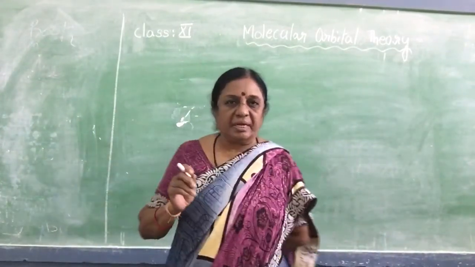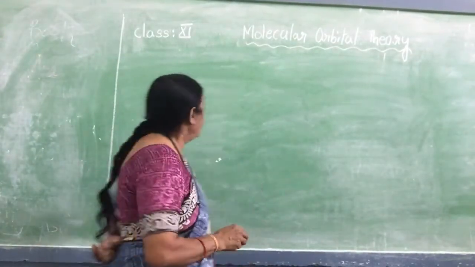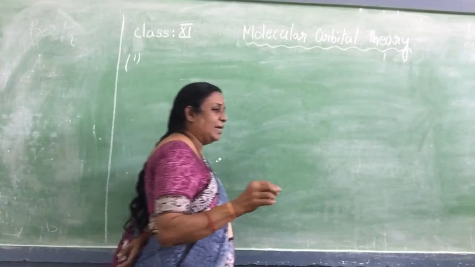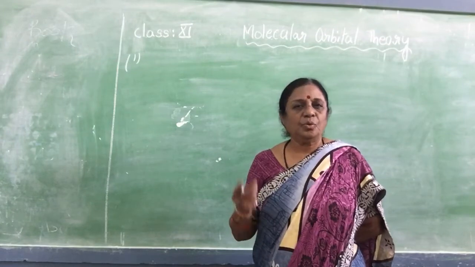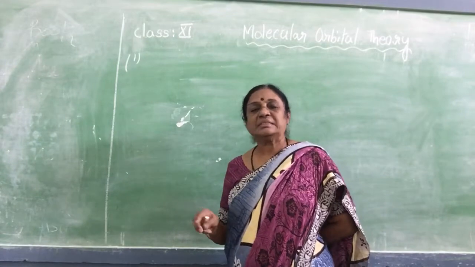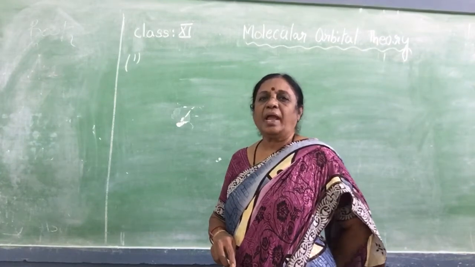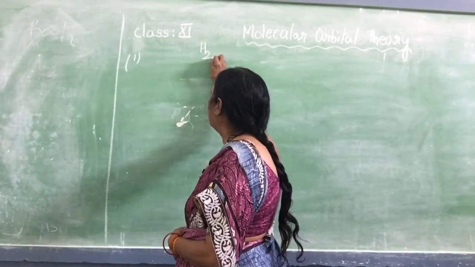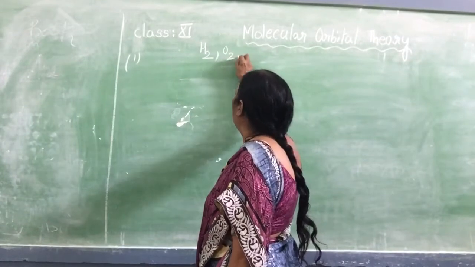Now, there are three questions which will not be explained by valency bond theory. The first point is, in all the diatomic gases, for example H2, two atoms combine together to form H2, and we will write all the gases in the form of diatomic. What is the meaning of diatomic? Two atoms combine together to form a molecule. So all the gases exist in the form of diatomic: H2, O2, N2.